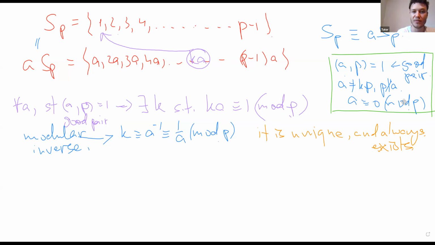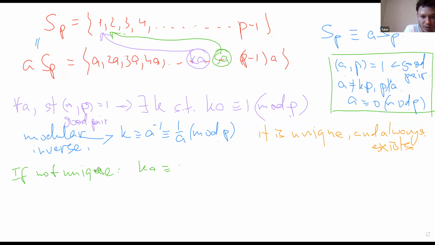So why is the modular inverse unique? Well, let's say that we had two modular inverses, right? So we had K a, and maybe we also had some S a, and let's say that S a also goes into 1. Well, then what is the interesting property here? So basically, if not unique, then what is the problem in here? Let's say that K a is going to be congruent with S a mod P.